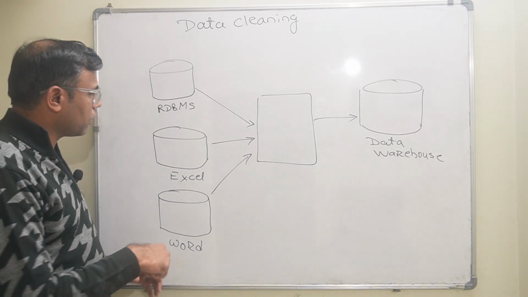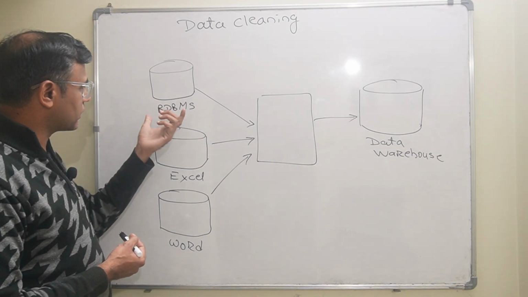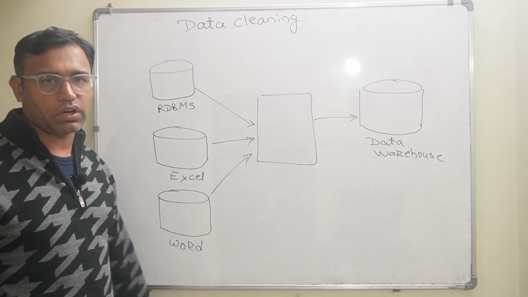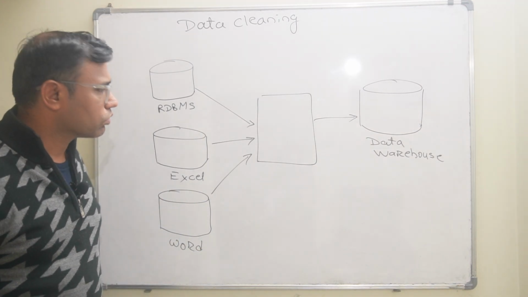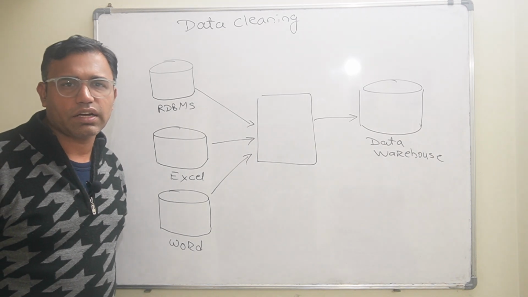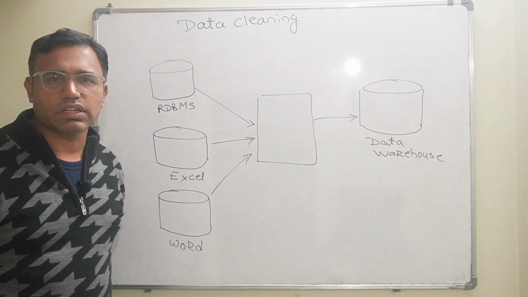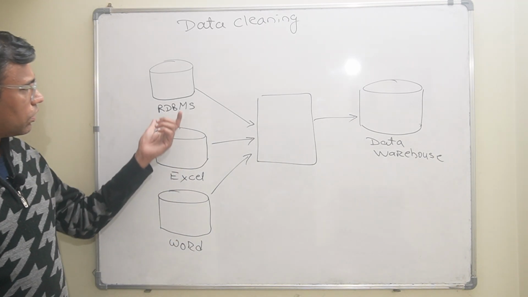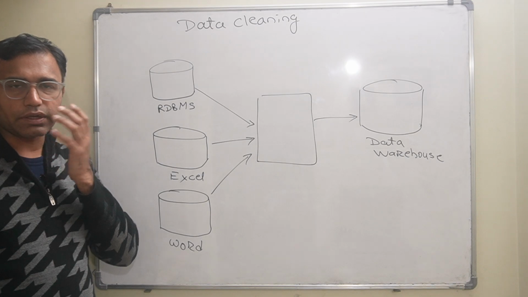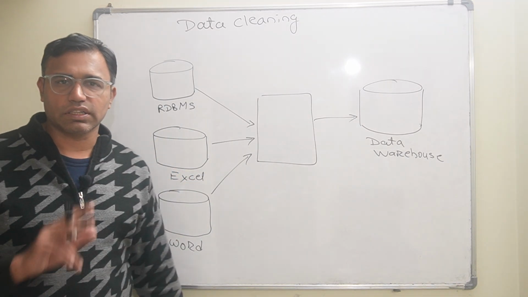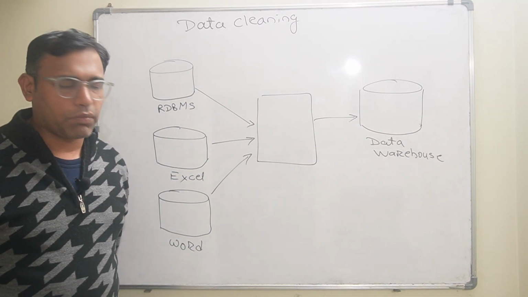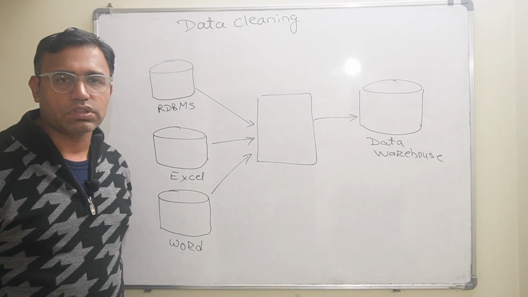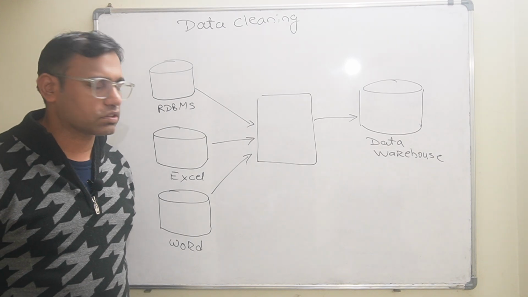So in data warehouse, the data is coming from various sources. It can come from database, it can come from Excel file, it can come from Word file, Notepad file, WordPad file. So there can be a combination of structured data and unstructured data. Now structured data means the data which is arranged in the form of rows and columns. If you take the example of database table or Excel file, the data is arranged in the form of rows and columns. But if you take the Word file, the data is arranged in the form of sentences. So this is not structured data, it is called unstructured data.